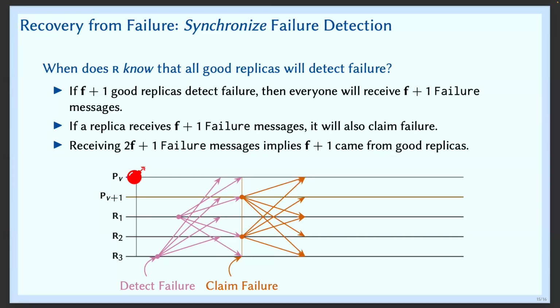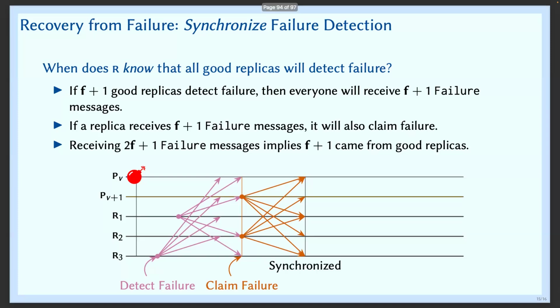Same as the leader: the leader has also received 2 failure messages, and this one has also received 2 failure messages. So they both have received F+1 failure messages. The moment they receive F+1 failure messages, they also broadcast their own view change message. At this point, we're getting synchronization among the majority, meaning the majority now agree on the next primary.